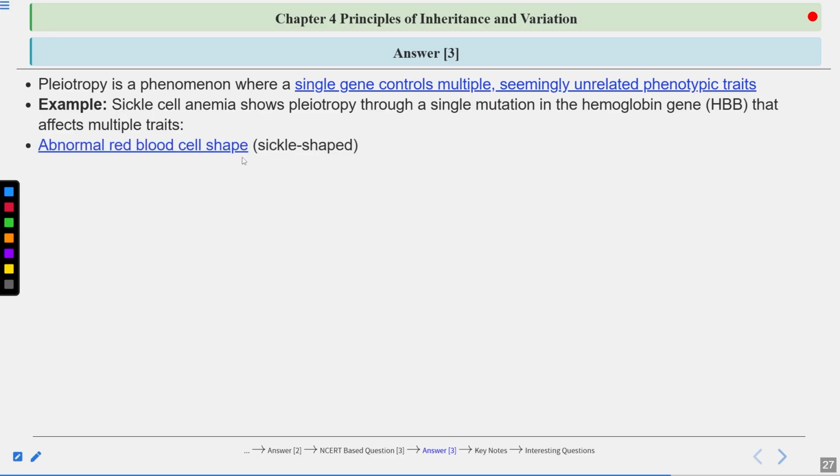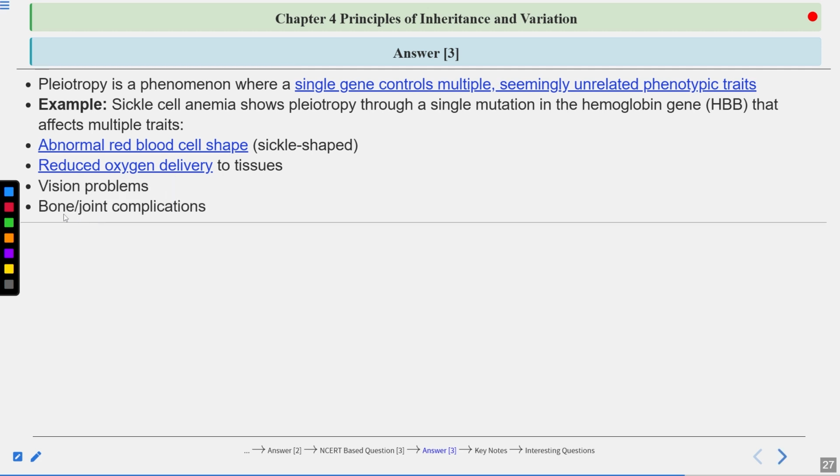Which traits are affected? Here the red blood cells become sickle shaped. This is one trait. There is reduced oxygen delivery to the tissues. Then there are vision problems. Then there can be joint and bone complications as well. So you can see the mutation in a single gene can lead to multiple effects. So this is also an example of pleiotropy.